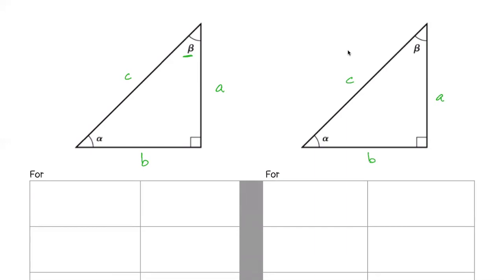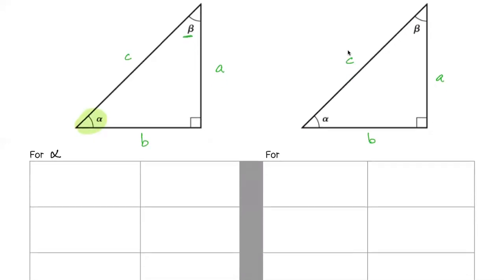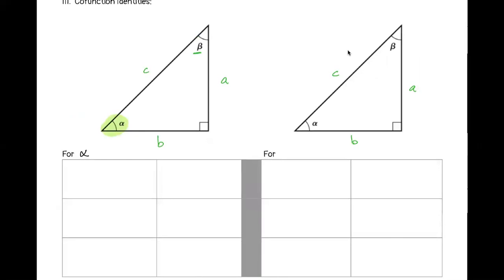And what I'm going to have you do in breakout rooms real quick is this. You're going to take a look at what happens when you're looking at angle alpha in the left-hand triangle. And then you're going to take a look at what happens for angle beta in the right-hand triangle, okay? For each one, I want you to write out the six trig functions. So find sine of alpha, and so on, all of them for alpha. And then I want you to do the same thing for beta. Find all six trig functions. Does that make sense?